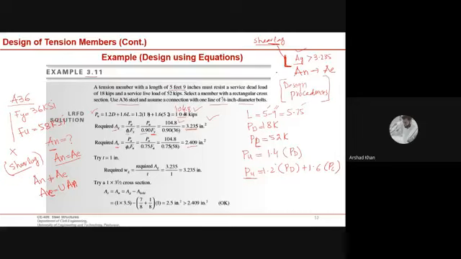Because only one part will be connected. Yes. Okay, if you are using this member, one plate like this, do you think that there will be shear lag in this member? No sir. Yes, there will be no shear lag.